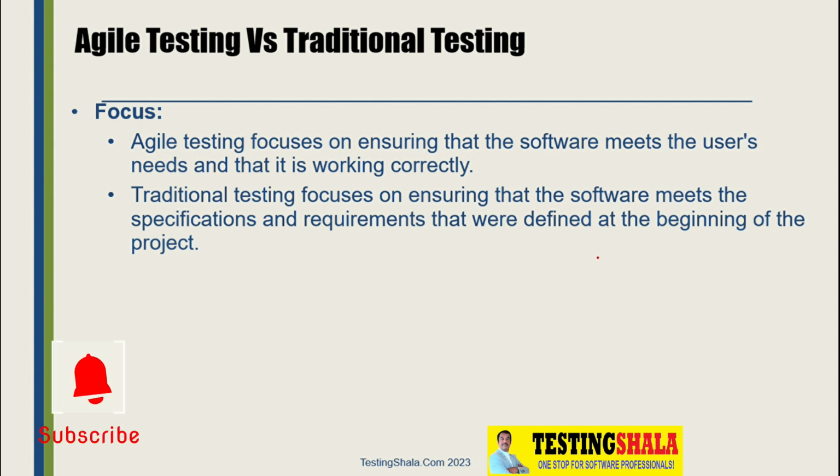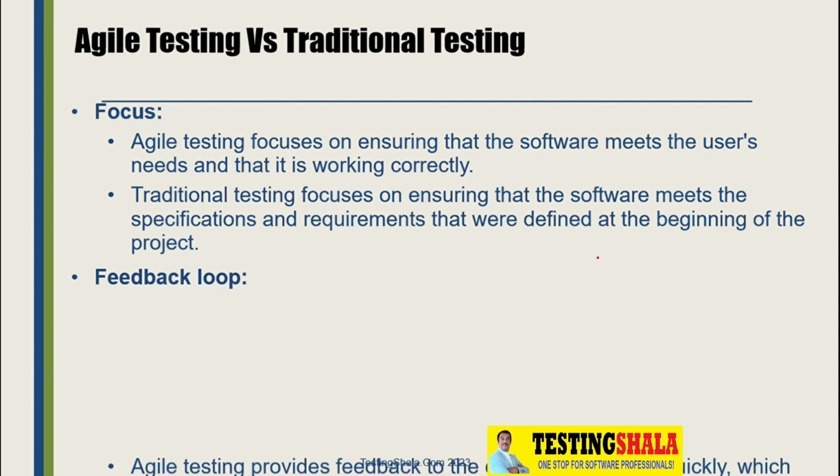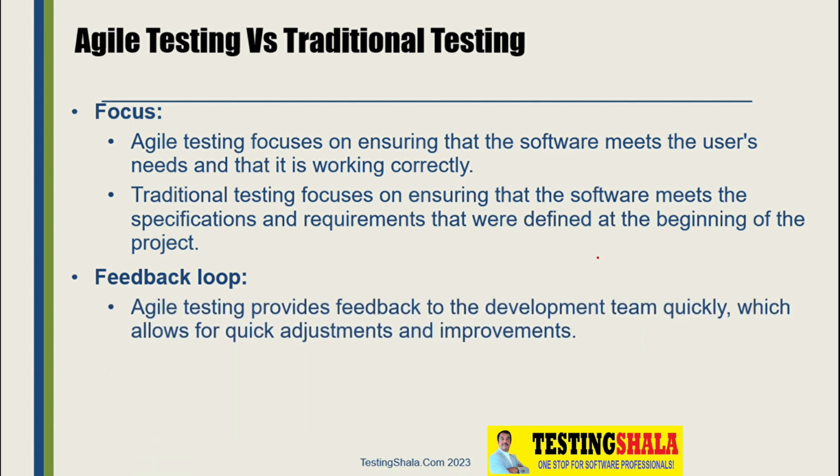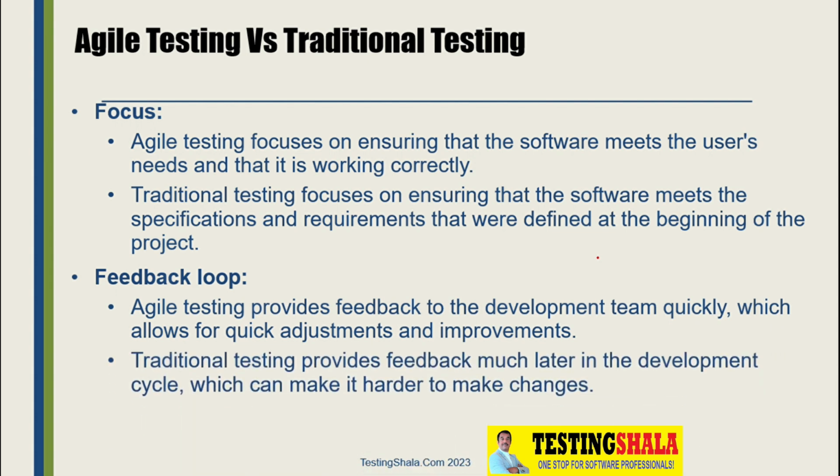Next, the feedback loop is a key difference. In agile, as we discussed earlier, the customer gives us feedback quickly to the development team and testing team, so that you can easily adjust and improve the overall processes as well. But in the traditional model, that is not at all possible, because we only get feedback from the customer in the later development stages, and that becomes very difficult for us to fix things at a lesser cost.